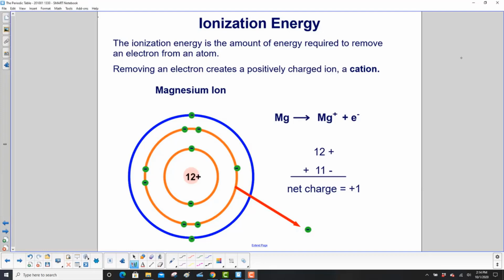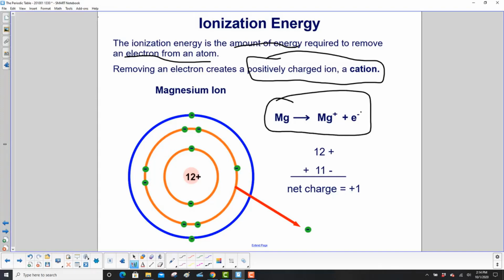The ionization energy is the amount of energy required to remove an electron from an atom. When you remove an electron from an atom, you wind up with a positively charged ion, which is known as a cation. And a nice way to remember that is a cation is positively charged. Cats have paws, or you can just remember it. So we have magnesium here. We take the electron away, and we're left with magnesium plus. So it has 12 protons, 11 electrons, 12 minus 11, positive 1. Net charge is positive. And here's the electron that left.